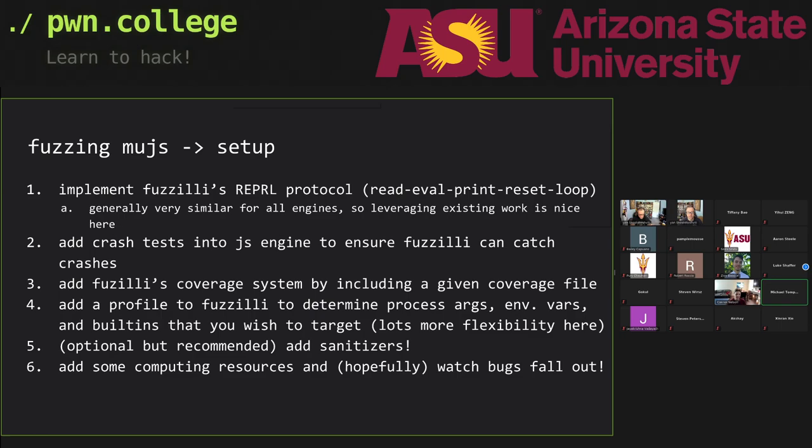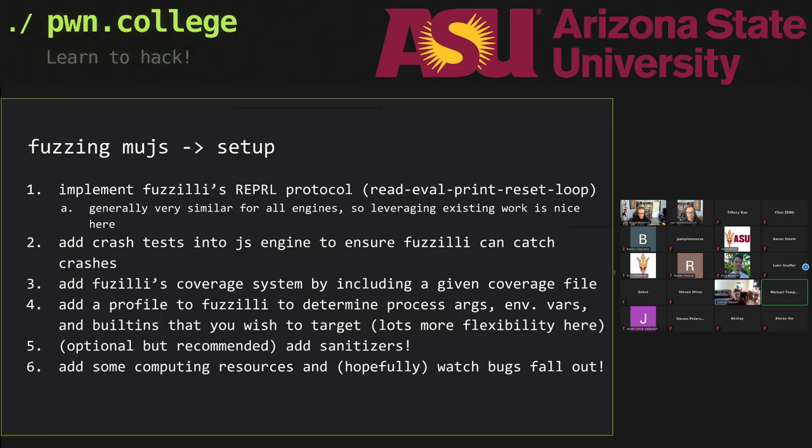And this is really easy. You can literally go in and look at the targets that they already have defined, and it's really as simple as adapting what already exists to your new code. You can just leverage it. Then you add crash tests into the JavaScript engine to ensure Fuzzilli can catch crashes. You add a coverage system that they have defined literally just by including a file and pasting a function into the main. And then you add a profile to Fuzzilli to determine basically your fuzzing settings.